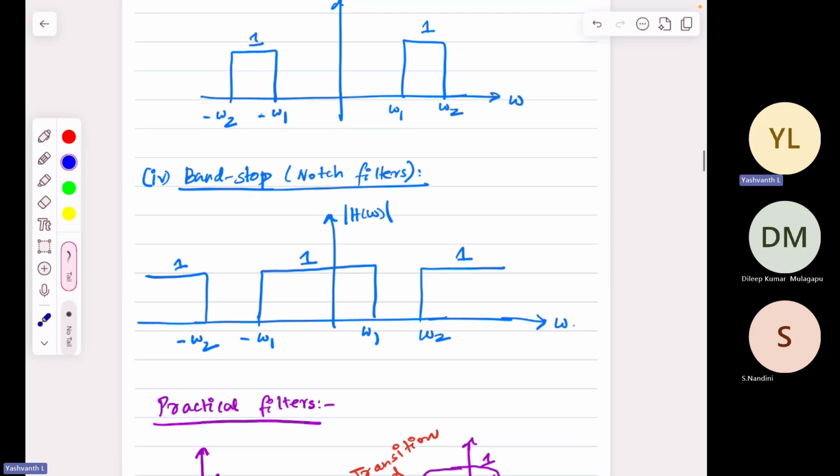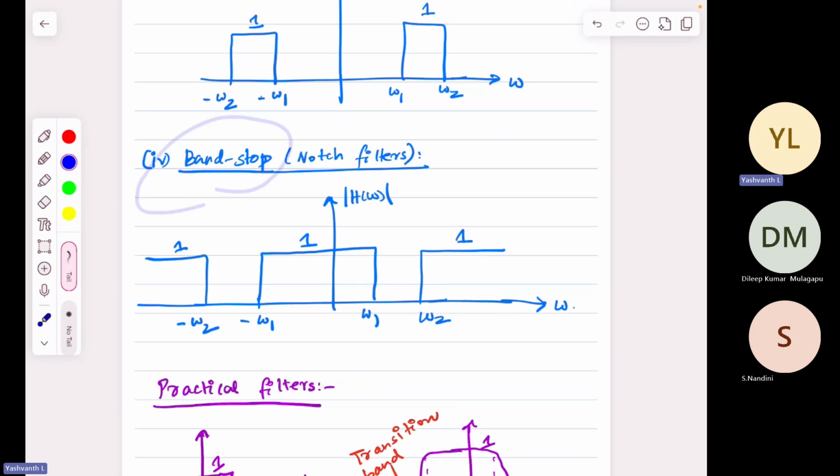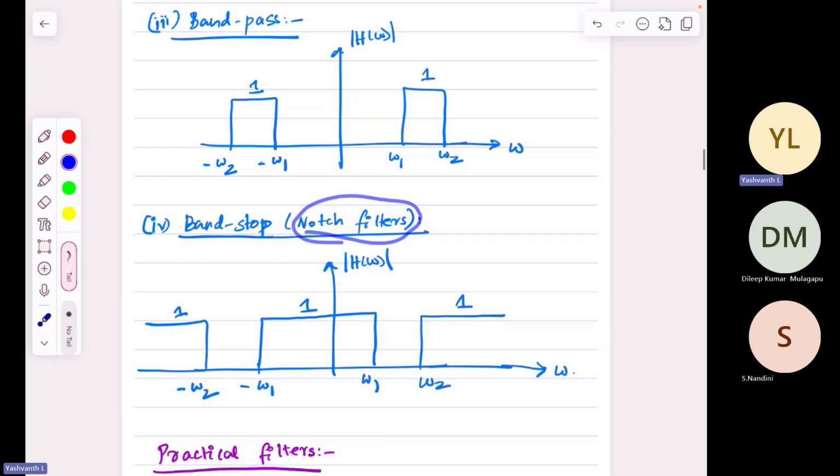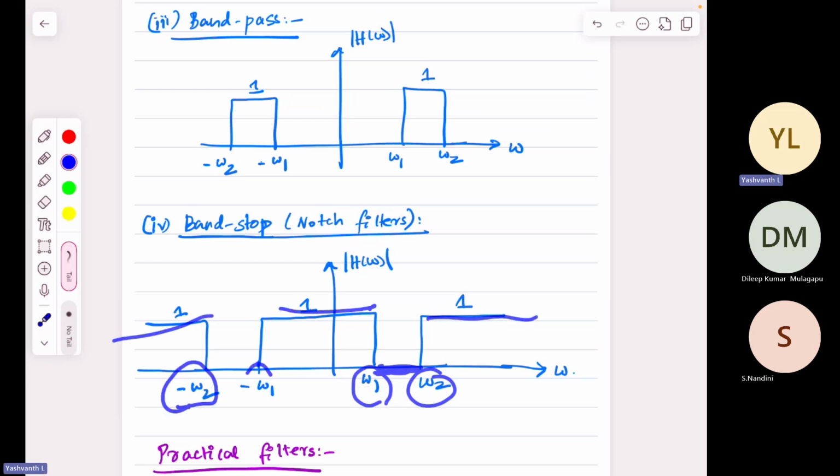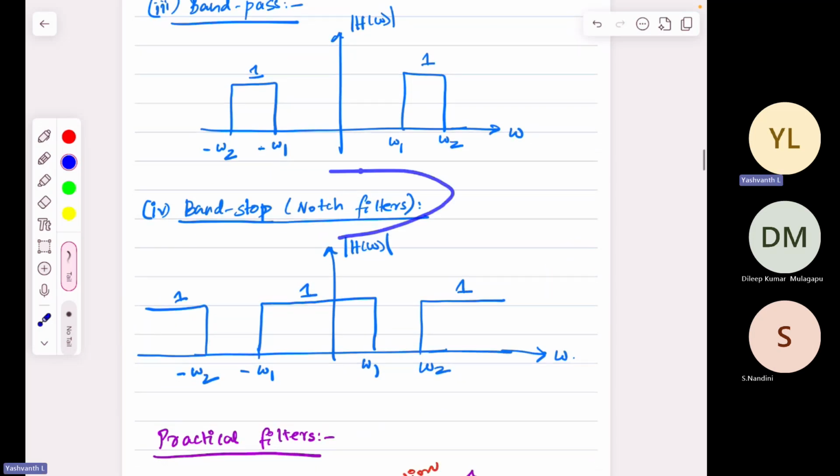Similarly, what is called a band stop filter, right? A band stop filter is also called a notch filter. That is, it will selectively not allow only a particular frequency band to pass. So let's say from omega 1 to omega 2, the frequency response is 0, but everywhere else it is 1. Similarly, from minus omega 2 to minus omega 1, the frequency response is 0. That means the output will not contain any frequency components from omega 1 to omega 2, but it will contain the frequency components at any other frequency. This is called a band stop filter.